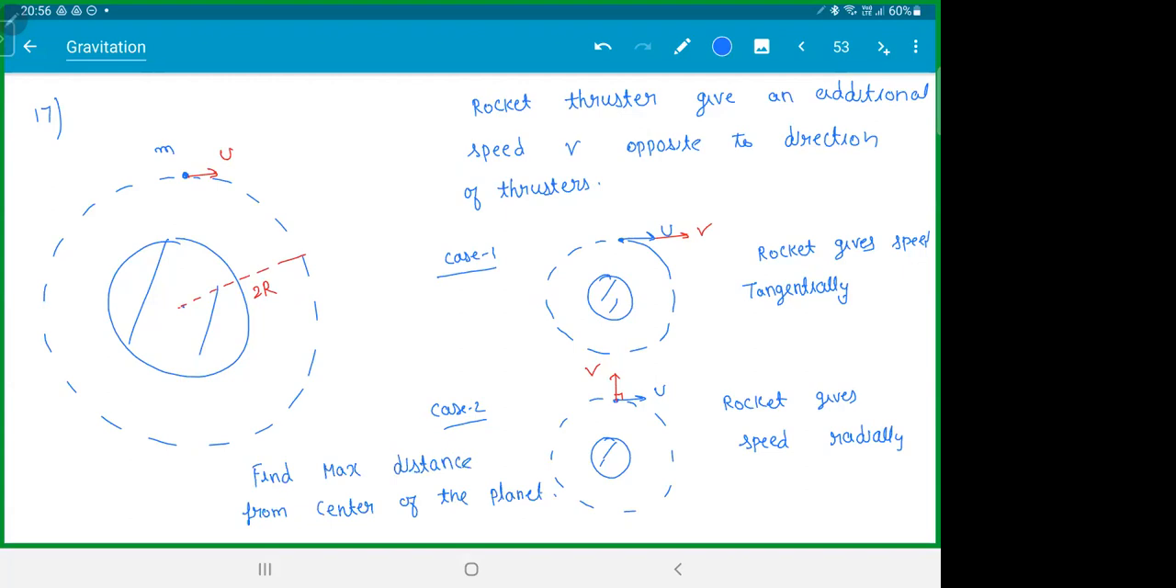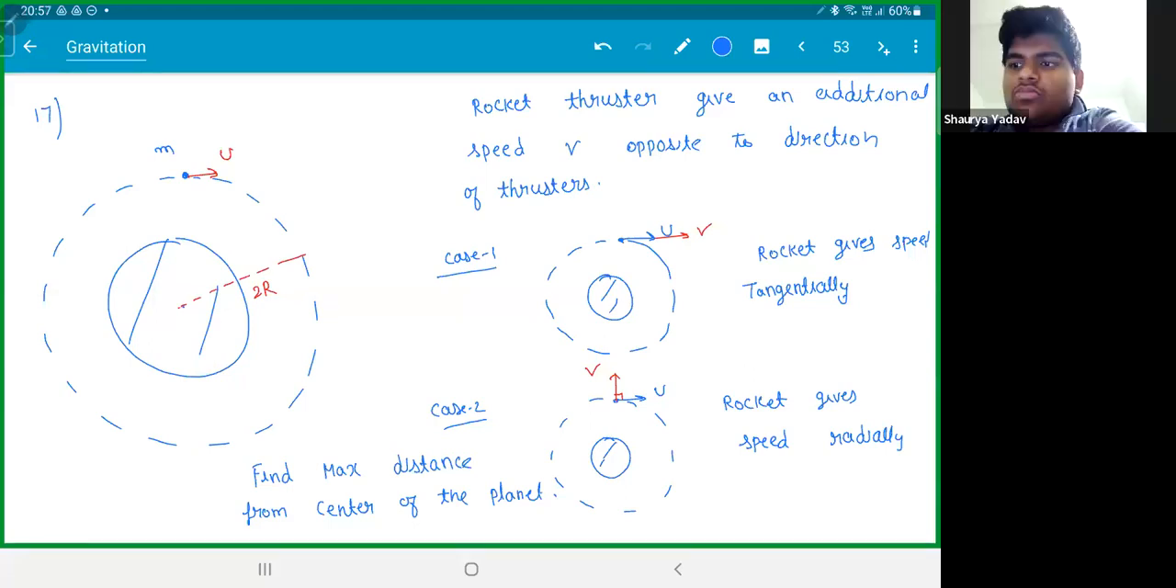I hope the question was clear. If the rockets are not switched on, what will happen? You'll go in a circle. When you switch on those rockets, something will happen and this will create some issues. In the exam, I can ask you this question: find v so that it escapes to infinity. We can ask a lot of things.